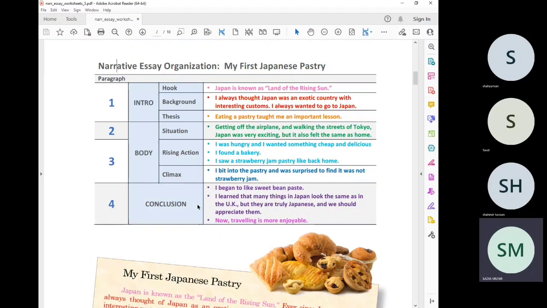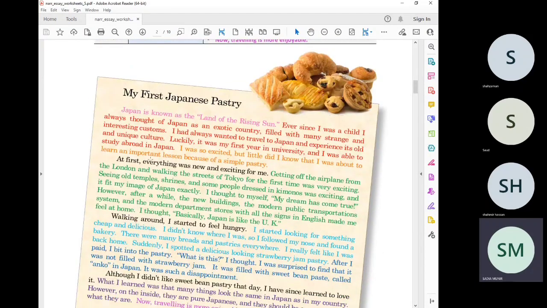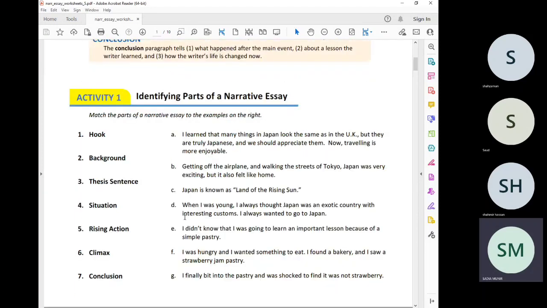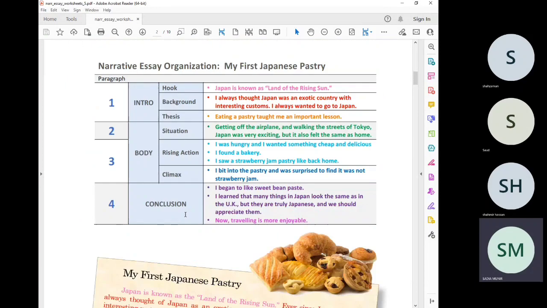Now let's take a look at the black lines. The black lines are transitional markers where you can see "at first," "walking around," "although I didn't like." This is the opening of each paragraph, which has to be as strong as possible. So this is how you actually write a narrative essay. You organize a narrative essay this way.